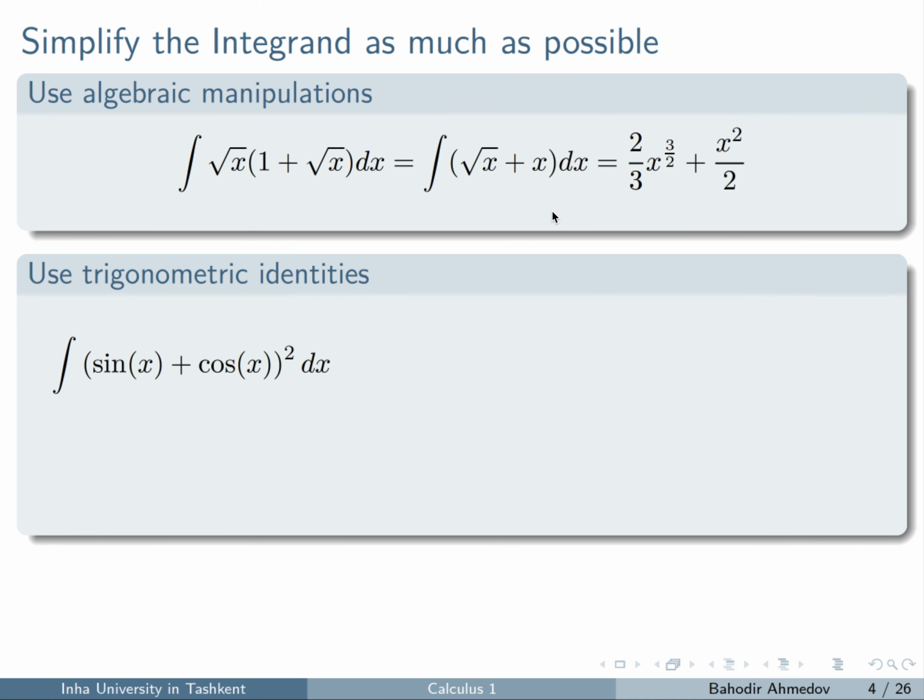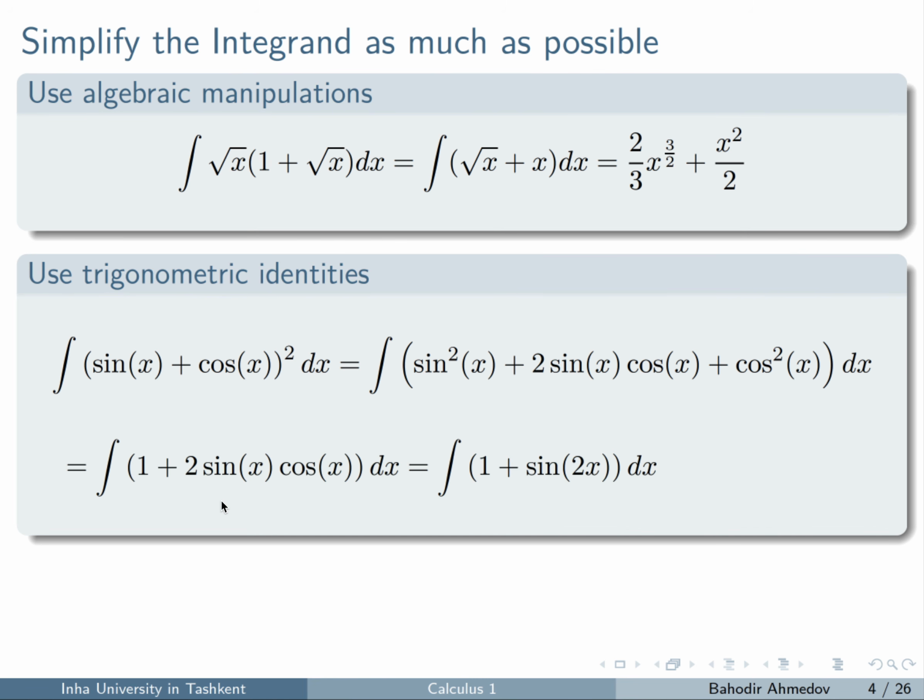If you are given this kind of function, sine of x plus cosine of x, squared, first of all, we can try to simplify this by opening up the brackets. This term is going to be written as sine square of x plus 2 sine of x multiplied by cosine of x plus cosine square of x. And we know that sine square plus cosine square is going to be 1. I can write down this term as 1 plus 2 sine of x cosine of x, and this by the formula is simply the sine of 2x, right?